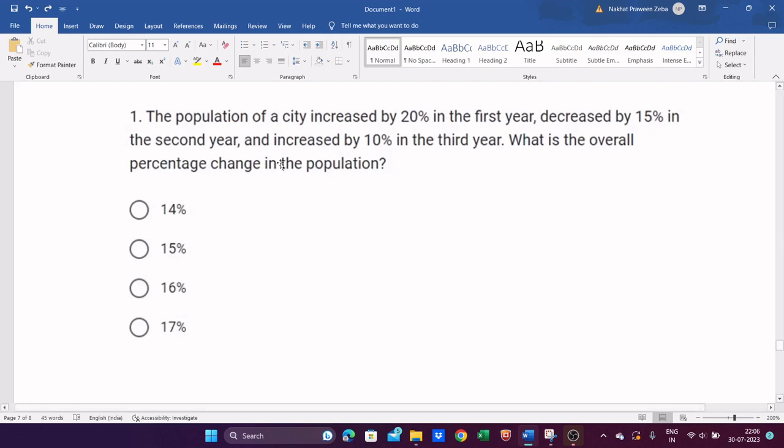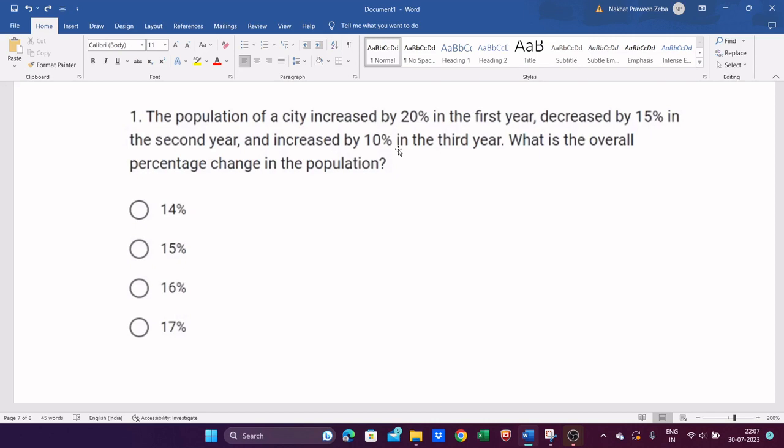So starting with the first question: the population of a city increased by 20% in the first year, decreased by 15% in the second year, and increased by 10% in the third year. What is the overall percentage change in the population? Percentage change we need to find out here. Okay, so this question can be solved.